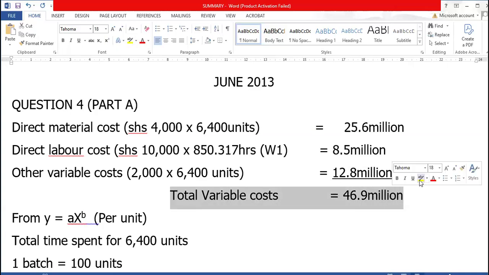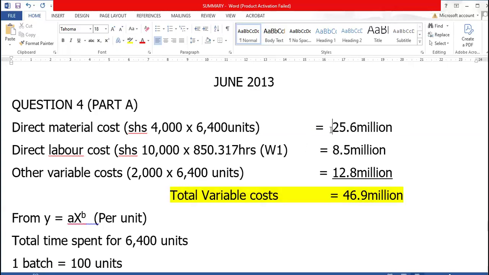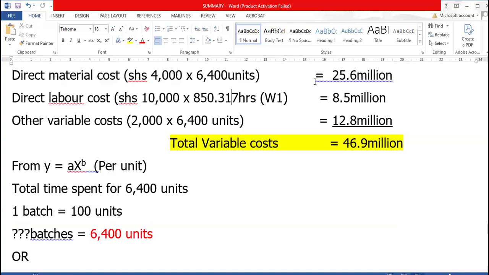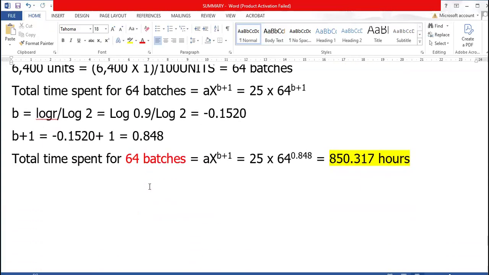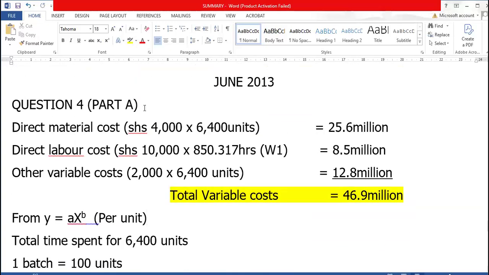You see, that is the answer for part A. Very easy, but you can fail. You can fail when you don't know how to use the learning curve formula. Okay, so that is part A.